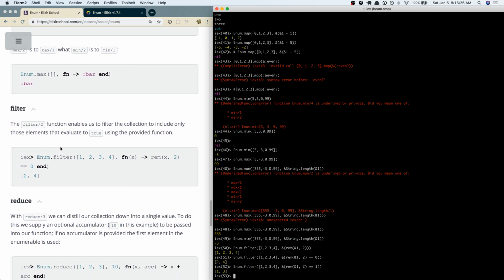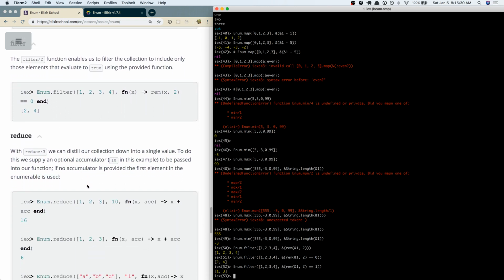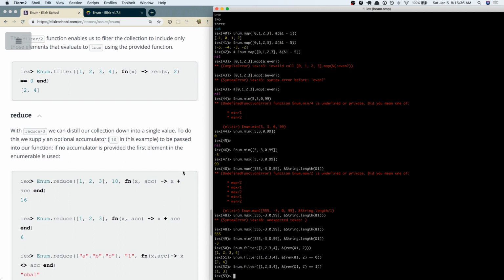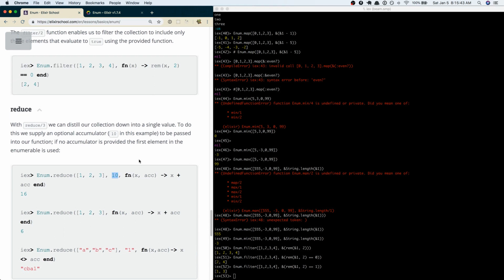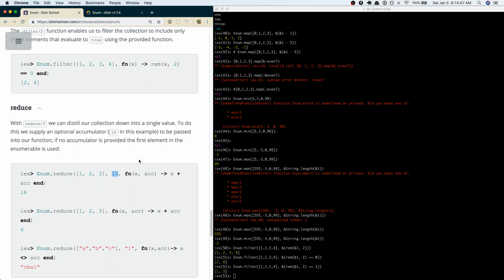Reduce. With reduce/3, we can distill our collection down into a single value. To do this, we supply an optional accumulator, 10 in our example, to be passed into our function. If no accumulator is provided, the first element in the enumerable is used.